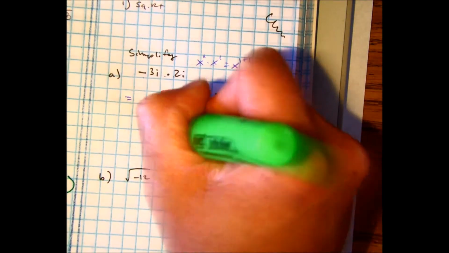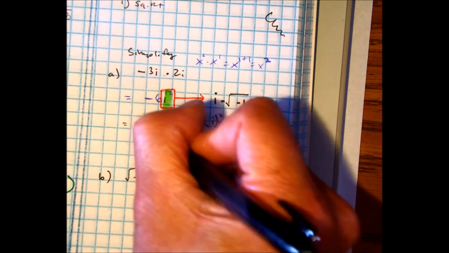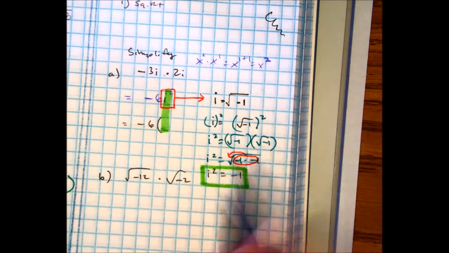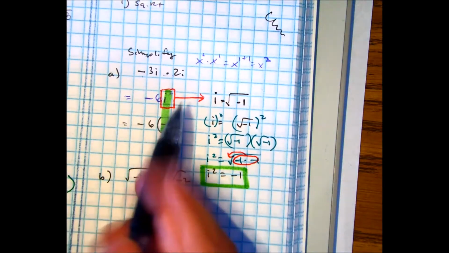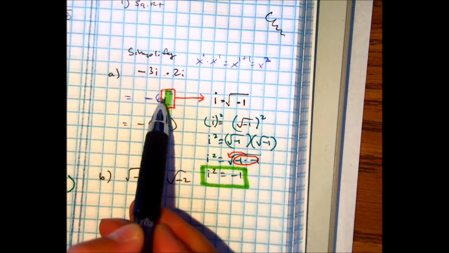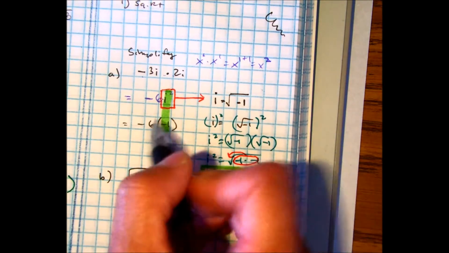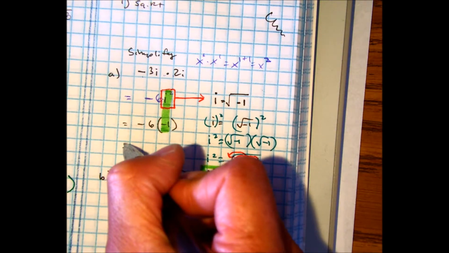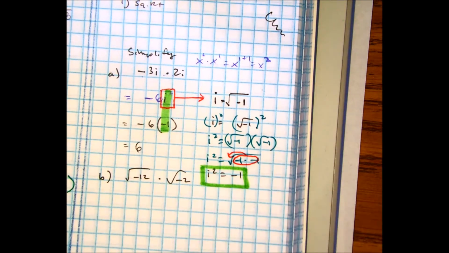So here, this is going to become negative 6 times negative 1. Remember, look at the math relationship there. Negative 6 times I squared. So this is negative 6 times negative 1, not negative 6 minus 1. And negative 6 times negative 1 is positive 6.